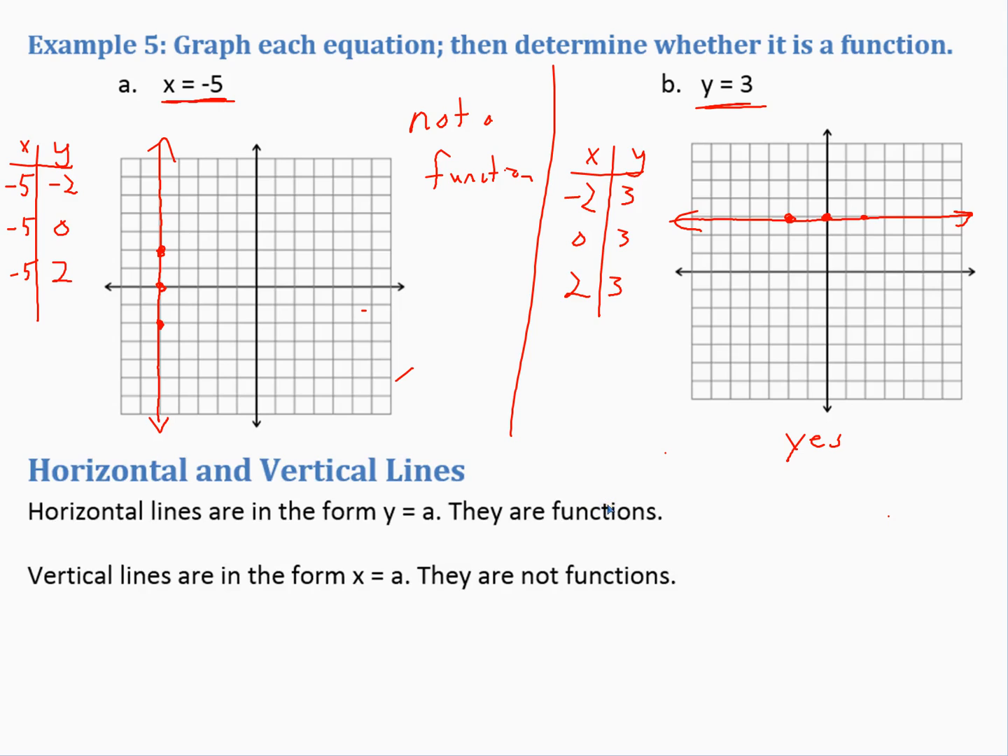So we see here horizontal and vertical lines. Horizontal lines are in the form y equals a, so y is equal to a number. They are functions. Vertical lines are in the form x equals a number, and they are not functions. And so that's our introduction to lines. We'll be using more of those concepts, especially the x-intercepts, y-intercepts, horizontal lines and vertical lines will come up later. Well, all the stuff really. So that is graphing lines.